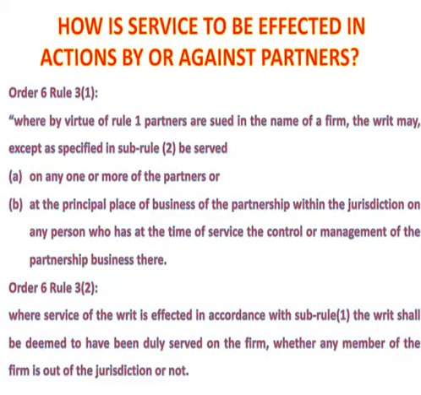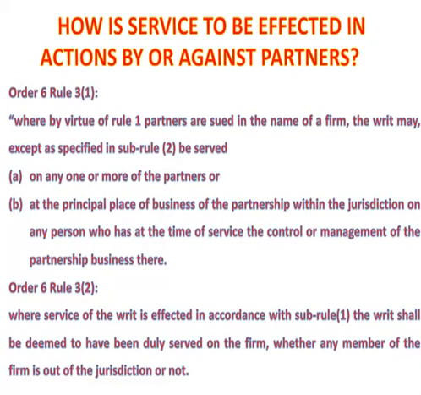Again, where by virtue of Rule 1, partners are sued in the name of a firm, and I'm reading Order 6 Rule 3 of the CI 47, the writ may, except as specified in sub Rule 2, be served A, on any one or more of the partners, or B, at the principal place of business of the partnership within the jurisdiction, on any person who has at the time of service the control or management of the partnership business there.